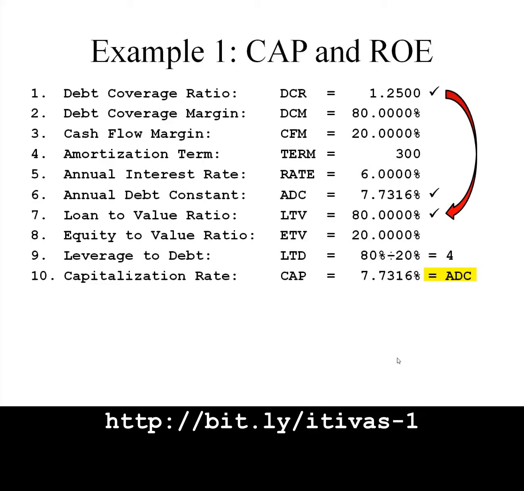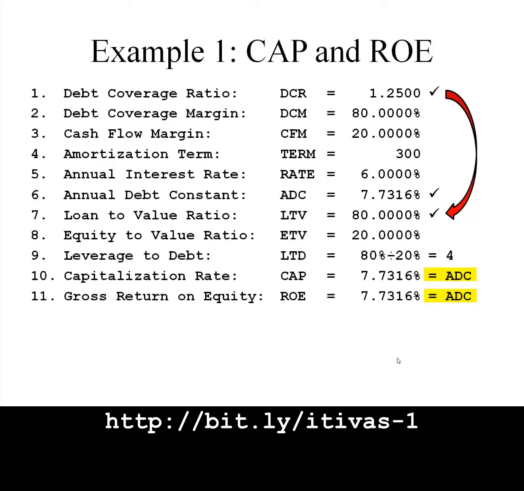This is equal to the annual debt constant because the debt coverage ratio, 1.25, happens to be the reciprocal of the loan-to-value ratio. Multiplying those two numbers together equals 1, and 1 times the annual debt constant equals the annual debt constant. The return on equity, 7.7316%. That's also equal to the annual debt constant.